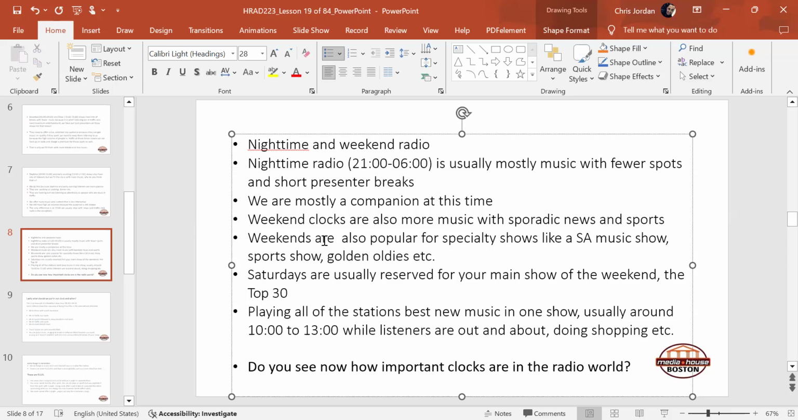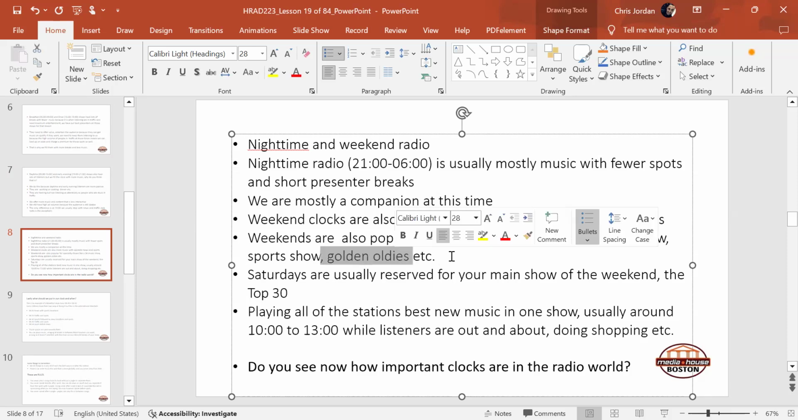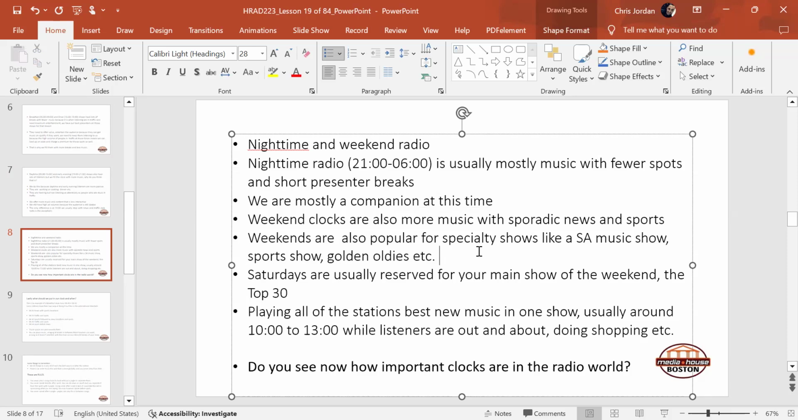So weekends are also popular for speciality shows. Definitely the music shows, the top 40s, top 20s, top 10s, whatever it may be, right? Sports oriented shows, golden oldies, anything that is speciality based predominantly on music. So again, house, dance, that type of stuff, depending on what type of listener we have as our target, and our core. Saturdays are usually reserved for main shows of the weekend, like the top 30, right?